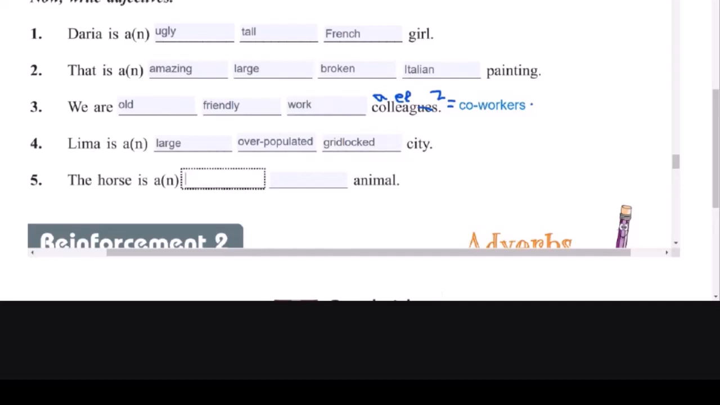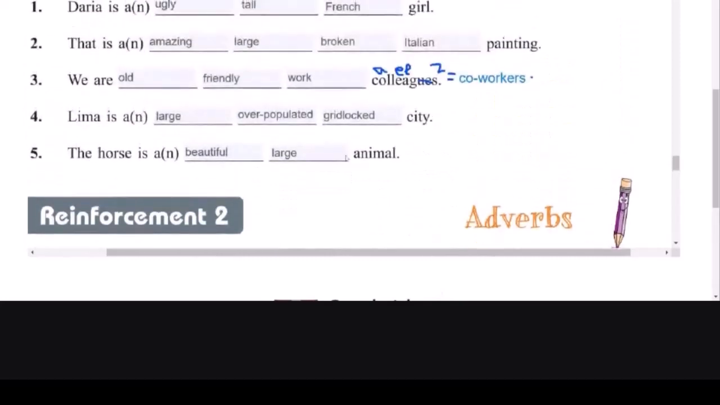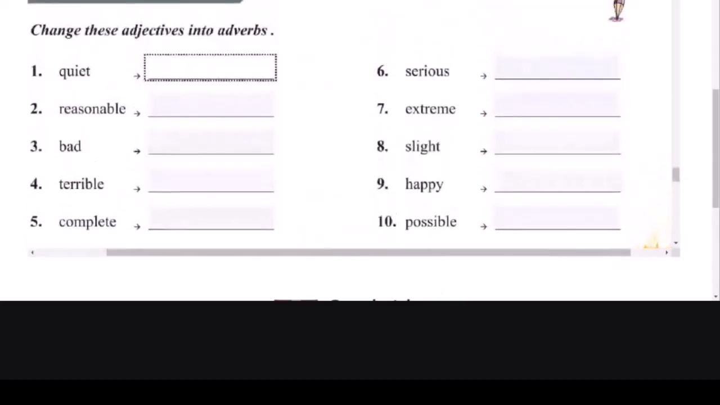The horse is a beautiful, large animal. Yes. Now here you didn't really give me. Yes, you did. All right. Now in this case, what we have to do, the time we have for this exercise, is change them as an adjective to an adverb.